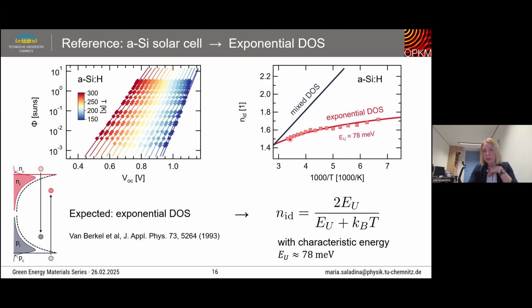If we fit the data according to this equation, we are able to extract the characteristic energy of 78 millielectronvolts. I have to note here that this characteristic energy is independent of temperature. So the slope of this distribution is a single number. You can see here that for a mixed density of states, the behavior of the ideality factor would be completely different. So we are actually able to distinguish between these two models if we measure down to low temperatures.